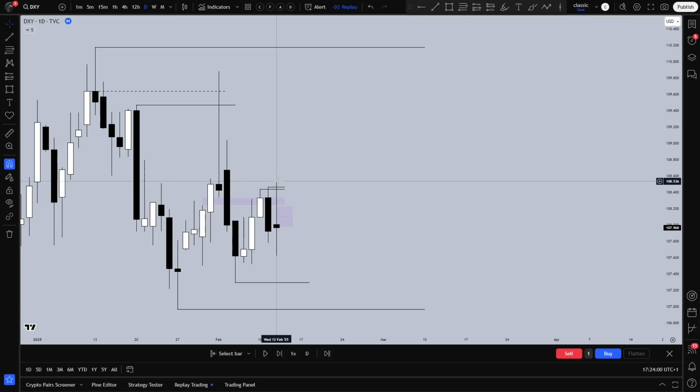So now that we had accumulation, manipulation, what we can anticipate now is Thursday and Friday to be distribution, meaning expansion. So now we have the bias and we have the expectations of seeing distribution on Thursday and Friday.